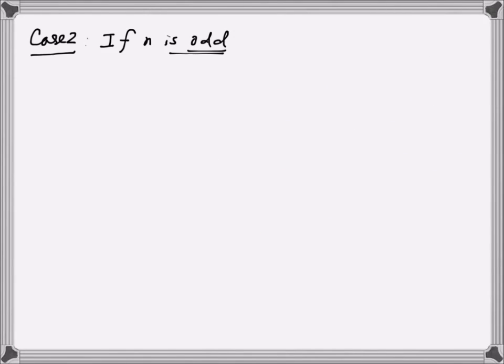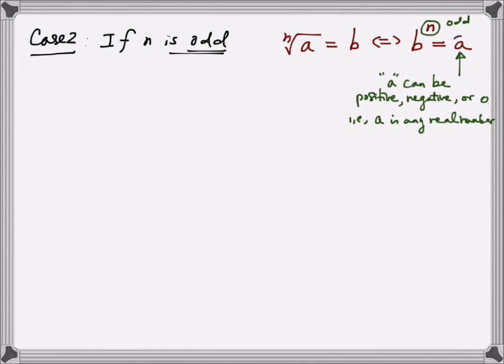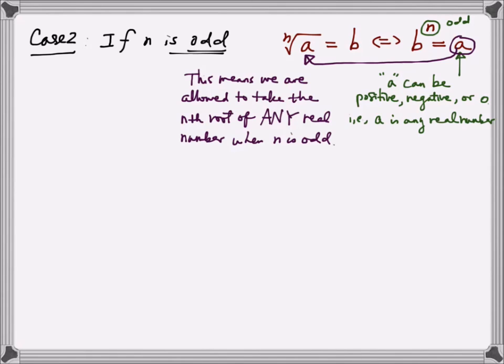On the other hand, if n is odd, we know that if we have a positive number raised to the odd power, it's going to produce a positive result. If you take a negative number raised to the odd power, it's still going to be a negative result. 0 raised to the odd power is still going to remain 0. In this case, our result a here can be any real number, positive, negative, or 0. It doesn't matter. That means I'm allowed to take the nth root of any real number when n is odd. Like in the situation where n is even, we are only allowed to take the nth root of a non-negative number; when n is odd, we're allowed to take the nth root of any real number.